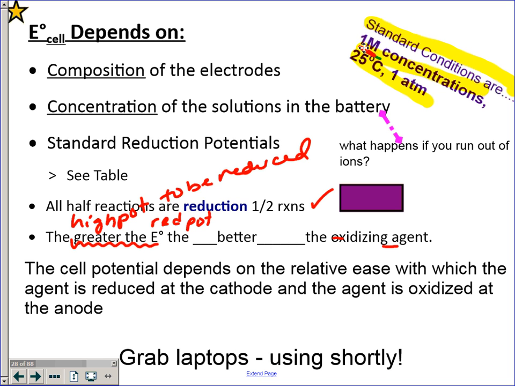Is E cell independent of temperature? No. I mean, yes. No, it is dependent upon temperature, because that's why it's at 25 degrees Celsius. That's the standard condition. So as you change temperature, E cell can change, because as you change temperature, things move faster or slower, so electrons move faster or slower, so the voltage will change.